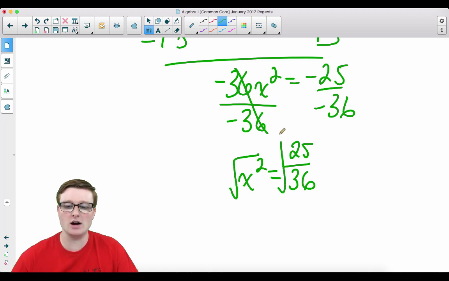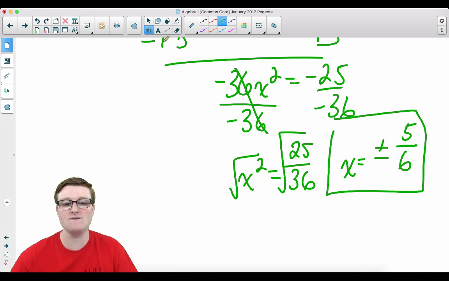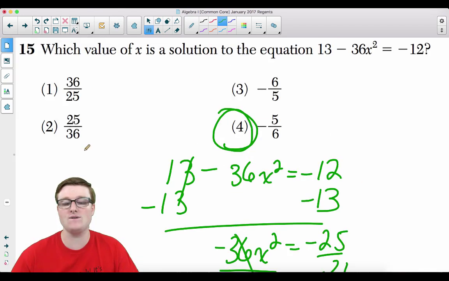Now we take the square root of that fraction, which x is equal to plus or minus the square root of 25 is 5. The square root of 36 is 6. So your answer is x is equal to plus minus 5 over 6. And the only answer that works is going to be choice 4. That is equal to negative 5 over 6. And that's how you do number 15.